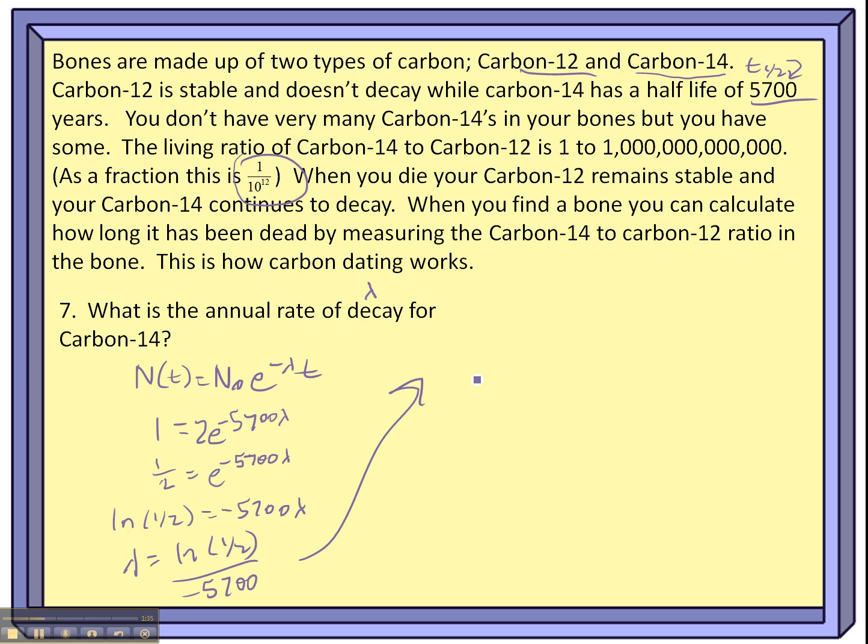Or, if we remembered it, we could just go straight to this formula for a decay rate, which is the natural log of 2 divided by 5,700. Look how easy that was. One step. Why don't you have this memorized yet?